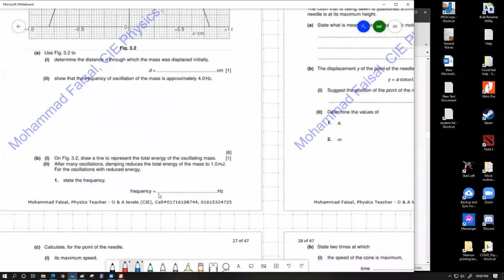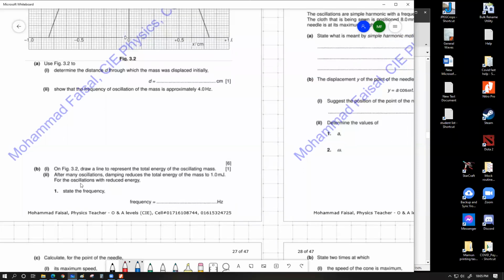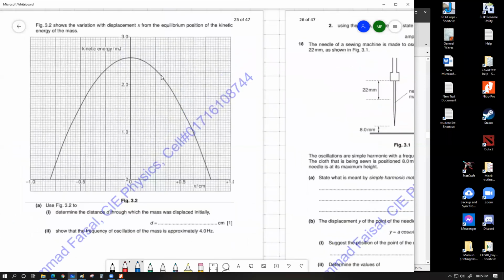The first thing is the amplitude would remain the same because damping does not change the amplitude of the system unless the question says there is a significant change of the mass of the system, which was not the case over here. This was an underdamped situation. So the frequency of the system would just be the same. Whatever you calculate over here, just write that 4.0 is perfectly okay. Now the question says after many oscillations, damping reduces the total energy of the mass to 1 millijoule, which means currently we are trying to look out for a curve where the crest should be at 1 millijoule. বুঝতেছো?